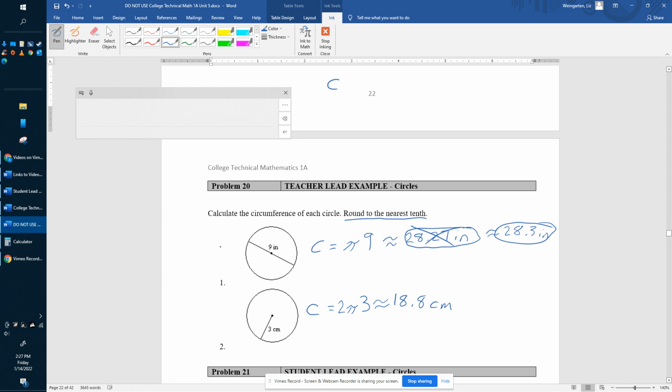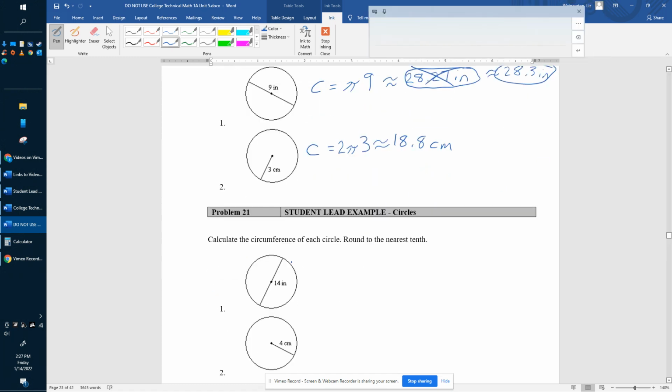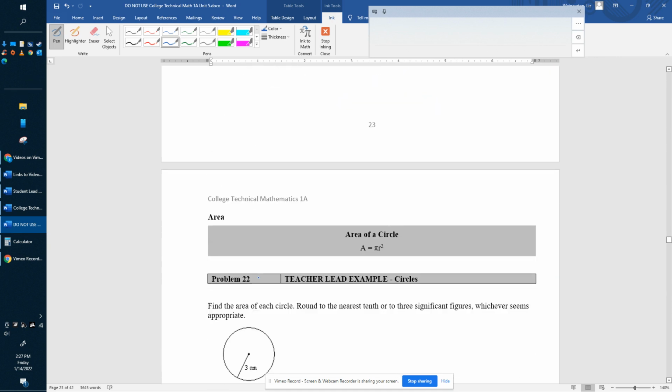Go ahead, pause the video, try your hand at problem 21. Make sure you're understanding how to calculate and round the circumference of a circle.